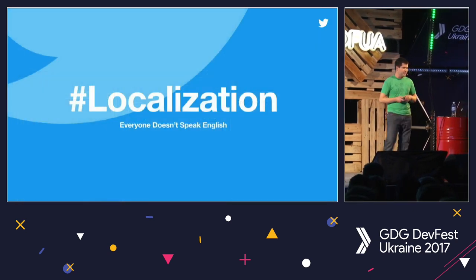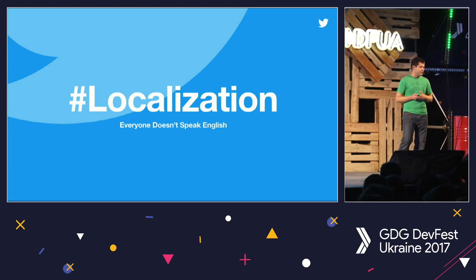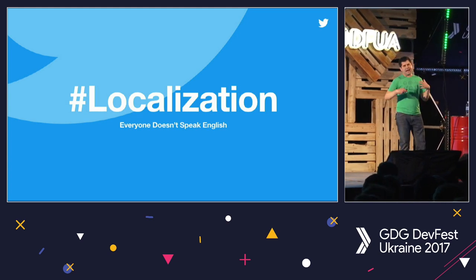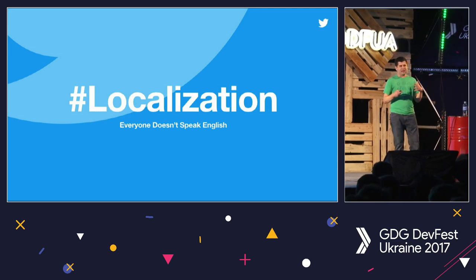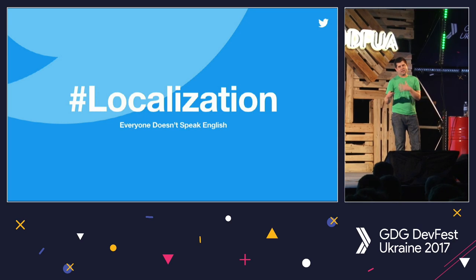All right, so the first topic is localization. Like I said, you want your app to feel native to the users. And so when we talk about locales, generally there are two components to a locale. There's the language, and then there's the geography.